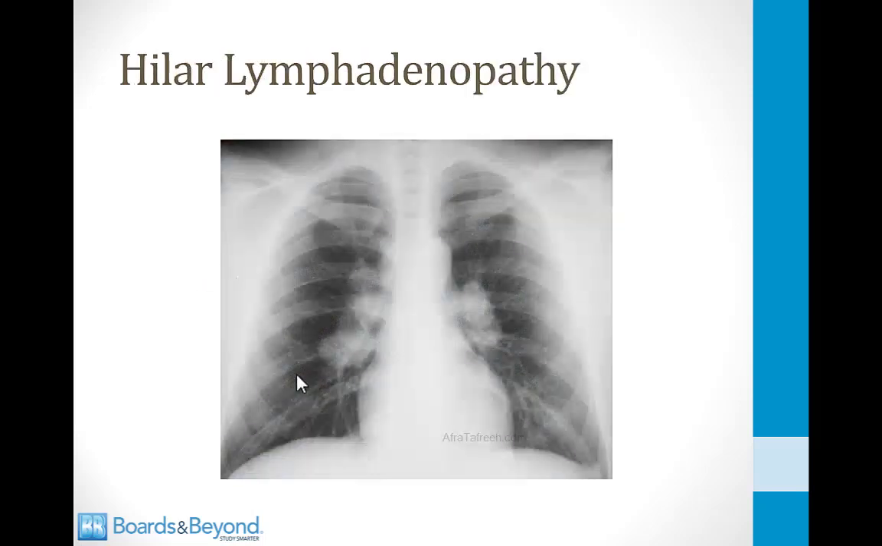This is an example of hilar lymphadenopathy like you might see in sarcoidosis or tuberculosis patients. So the hilar lymph nodes are here on either side of the trachea. I'm circling one of them, and now I'm circling the other one. And they are large and bright white in this chest X-ray, and that's what you see in patients who have sarcoidosis or TB, and you should be able to recognize hilar lymphadenopathy for your boards.